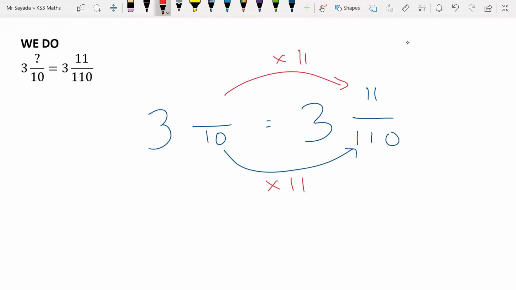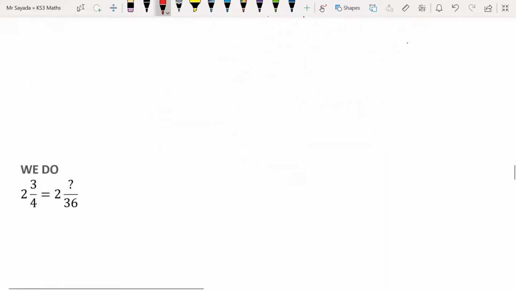So what must that number have been if it's been multiplied by 11 and finished with 11? Say your answer to the video. That number must have been 1. So 1 times 11 is 11, 10 times 11 is 110. Both numerator and denominator have been multiplied by the same thing. So 3 1/10 is the same as 3 11/110ths.